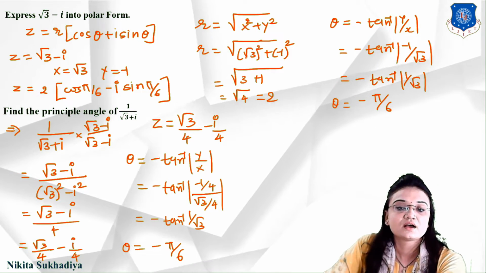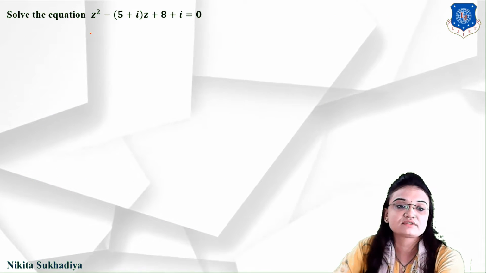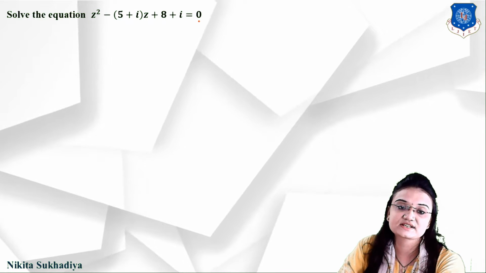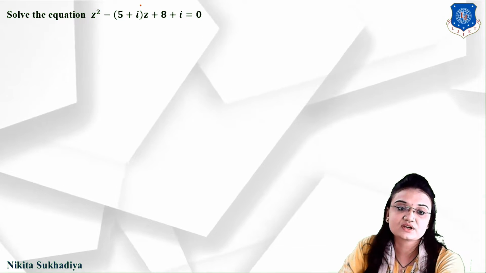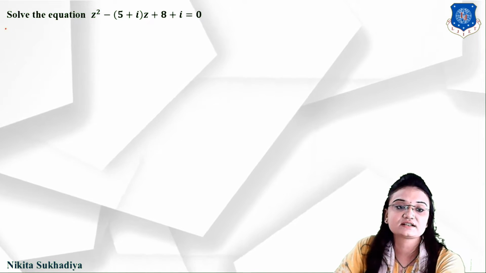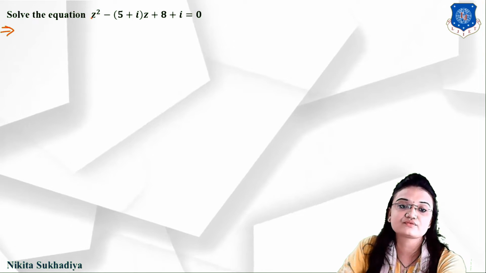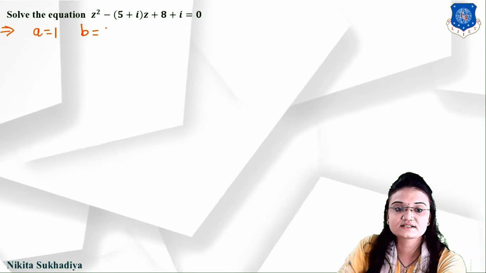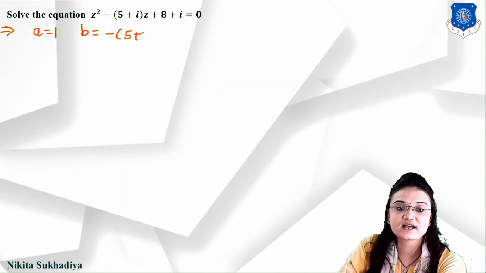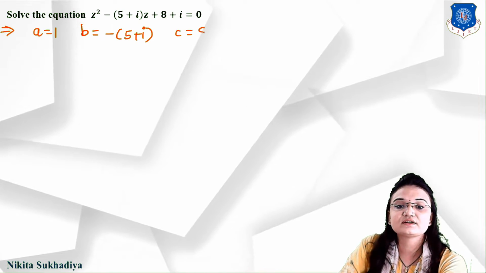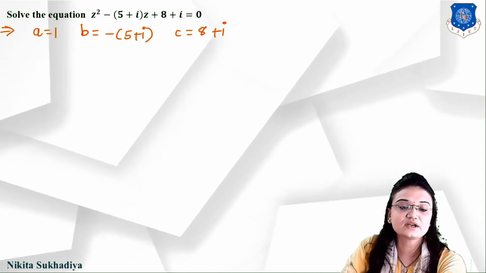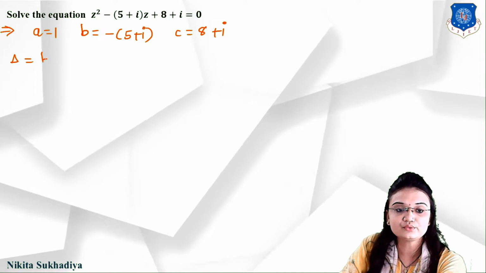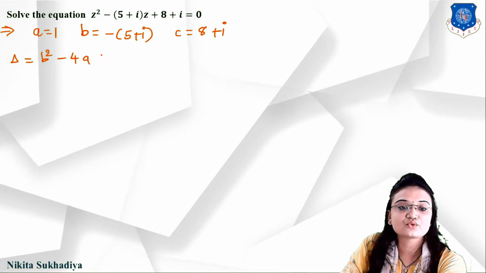Okay, next question is: solve the equation z squared minus (5 plus i) z plus (8 plus i) is equal to 0. Here you can clearly see that this is a quadratic equation in z, where a is equal to 1, b is equal to minus (5 plus i), and c is equal to 8 plus i. To solve this we have to use delta is equal to b squared minus 4ac.